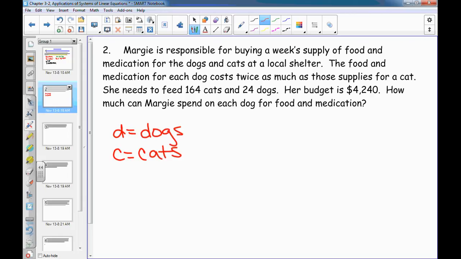Would you agree? Now, if we go back and reread the statement that I just read, the food and medication for each dog costs twice as much as the supplies for a cat. The dogs is equivalent to having twice as many cats. So can you tell me what that equation is going to be? D is equal to 2C. Very good.